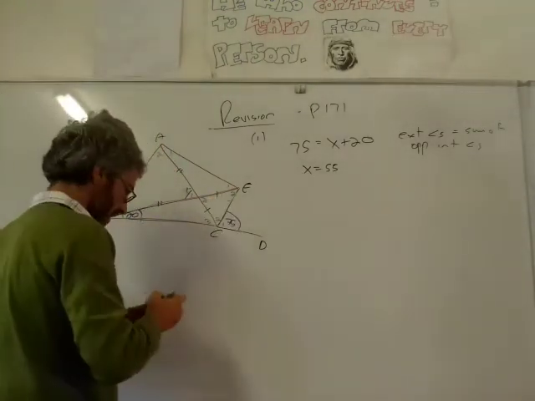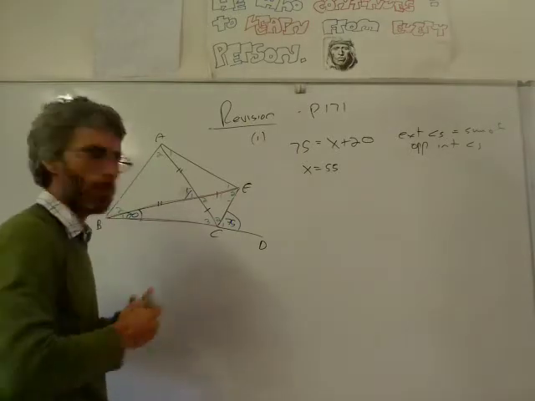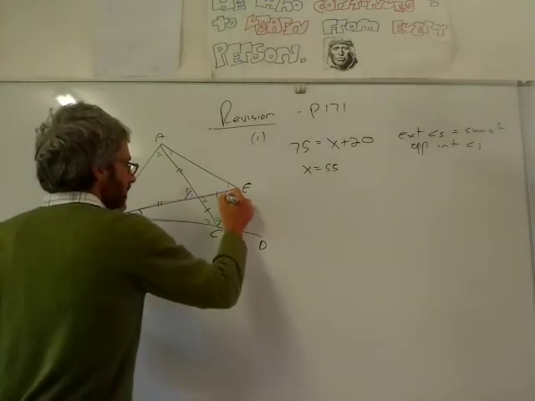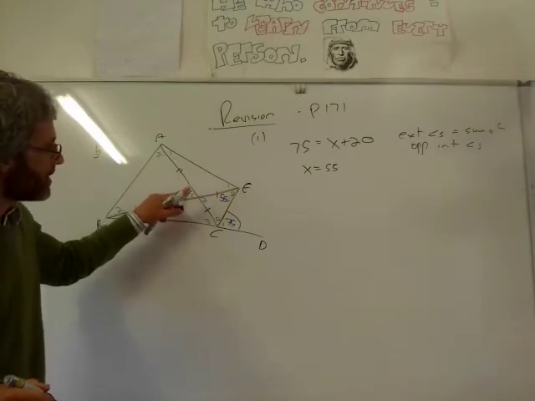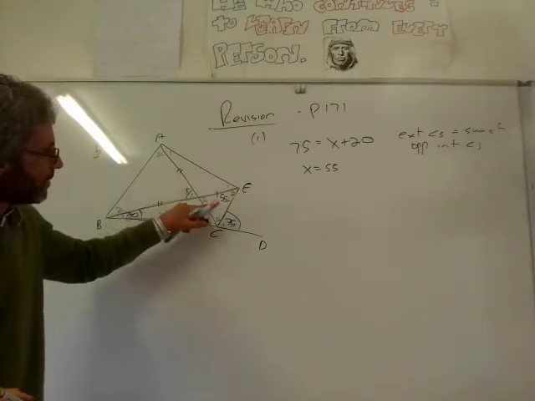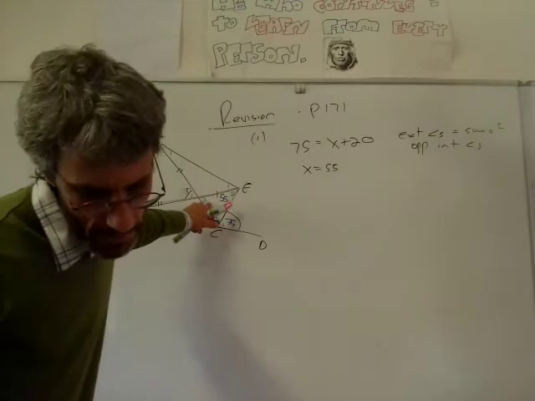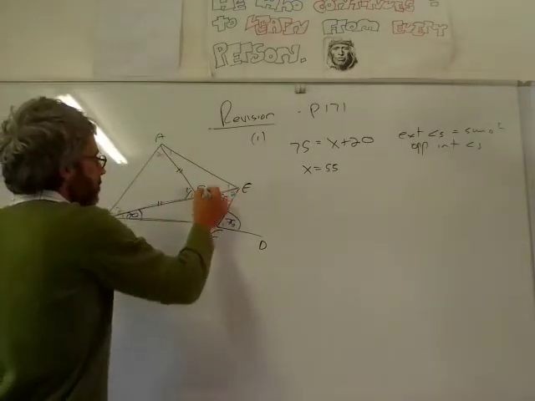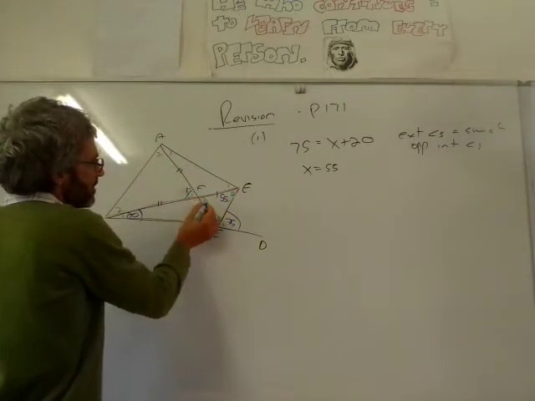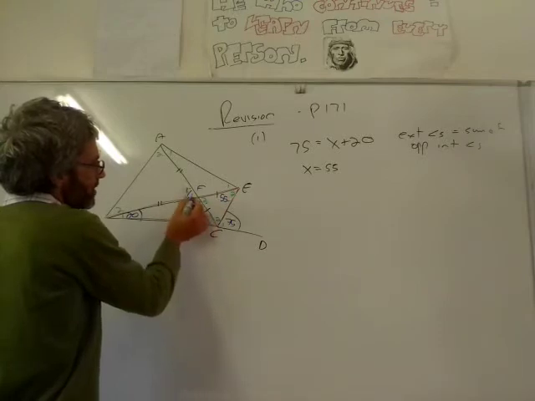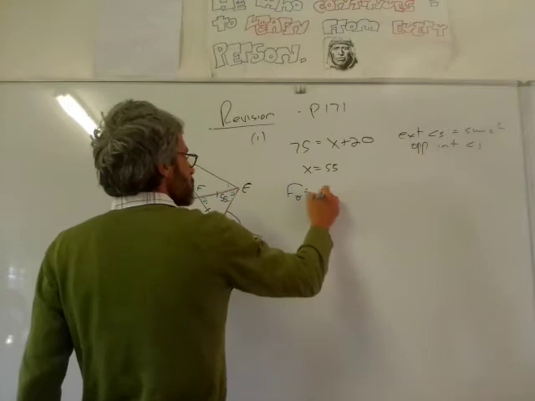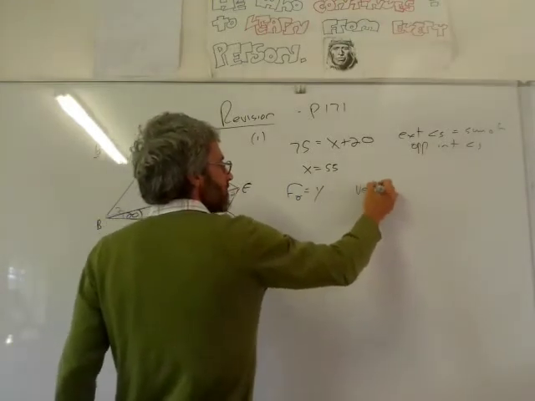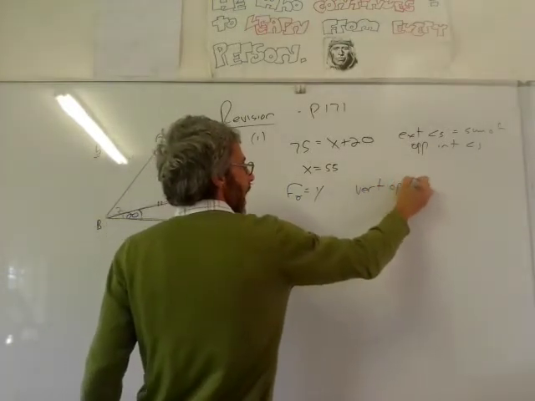Now, if I know that x is 55, it helps to actually write it down there. Now I want to find out y. If you can see very easily, what letter is this? F. F2 is equal to y. Right? F2 is equal to y, because, well, let's write it down, these are vertically opposite angles.